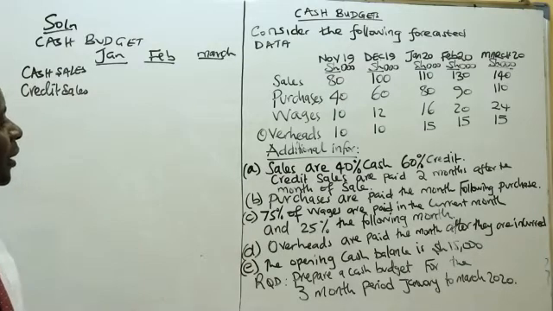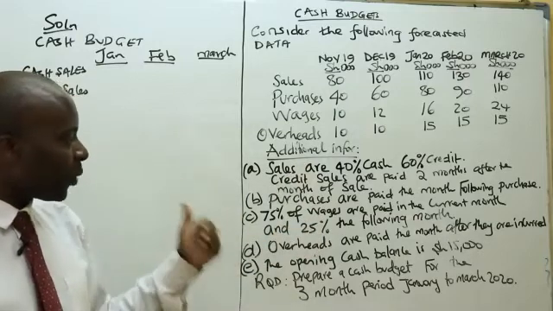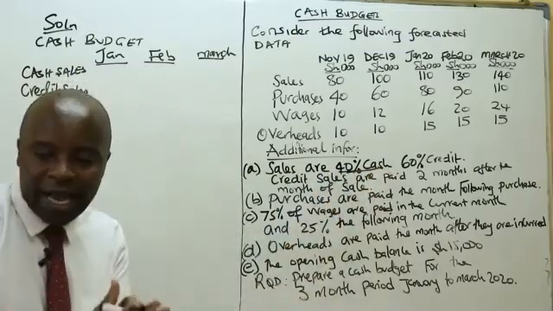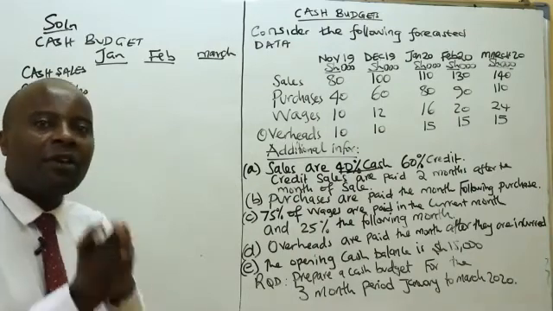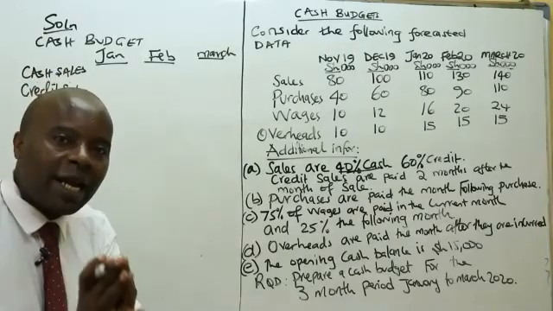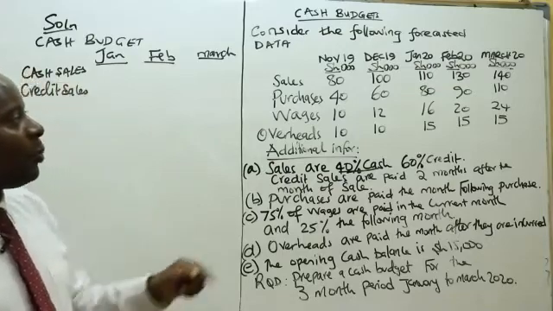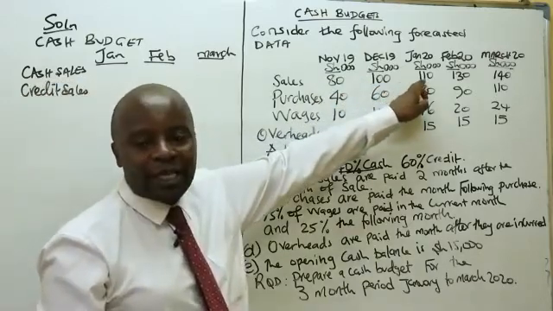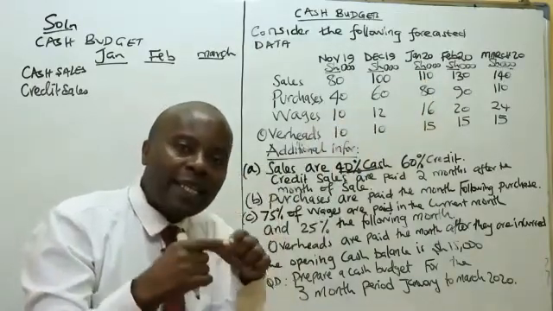So cash sales. They've told us here that sales are 40% cash, and then we have 60% credit. So the concept is here: 40% are for cash. Please go to the sales figures for January, February, and March. Recognize 40% of the sales there as cash to be received in that month. We can see January 2020, we sold goods worth 110. And out of these 110, we're interested in the cash amount.